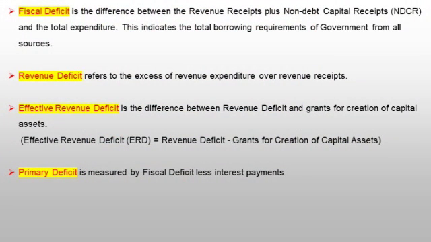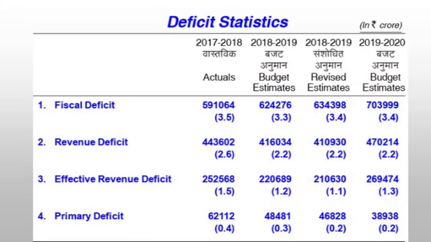What is the ERD? See the equation. Effective revenue deficit is equal to revenue deficit minus grants for creation of capital assets. It says these grants are creating assets, then why do you count them as part of the revenue deficit? But some people criticize it as election manipulation, number manipulation. But let us see what this effective revenue deficit is.